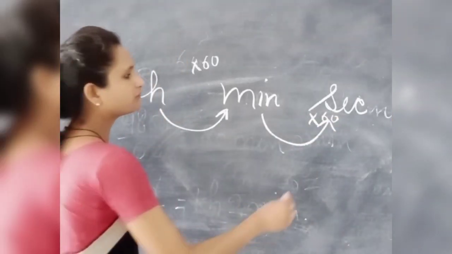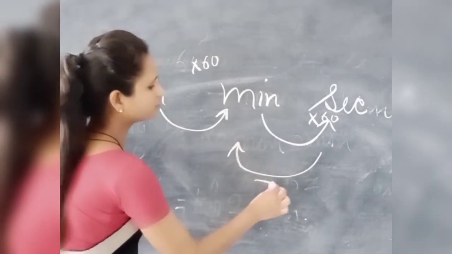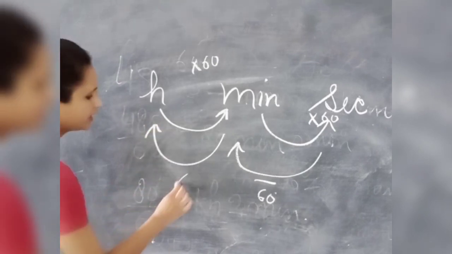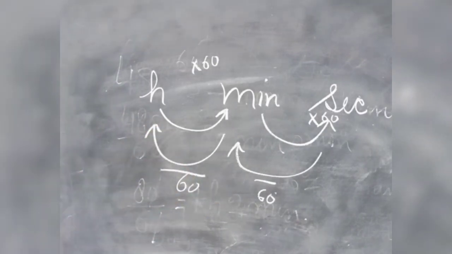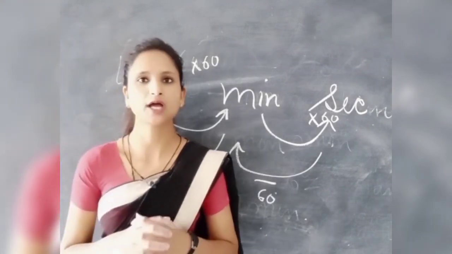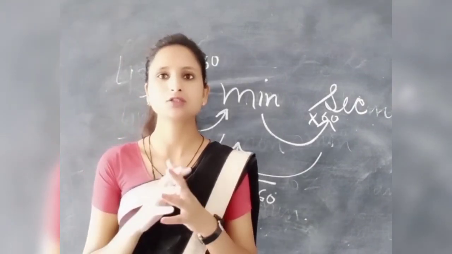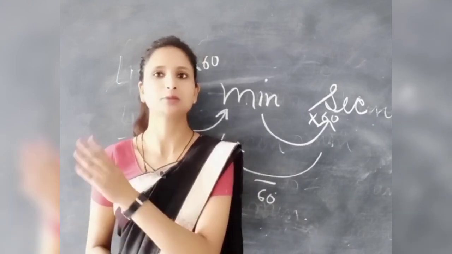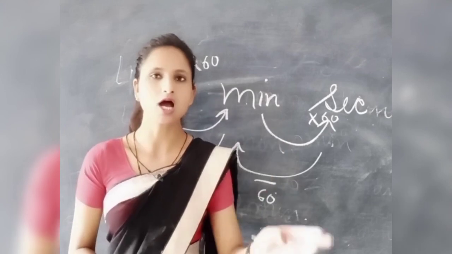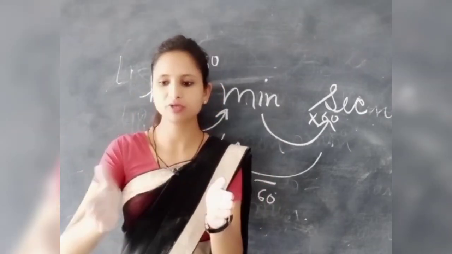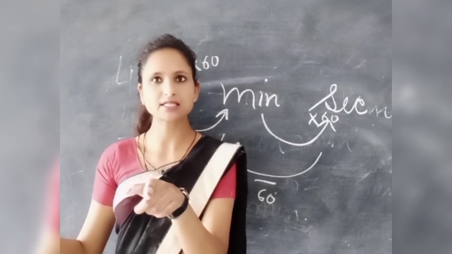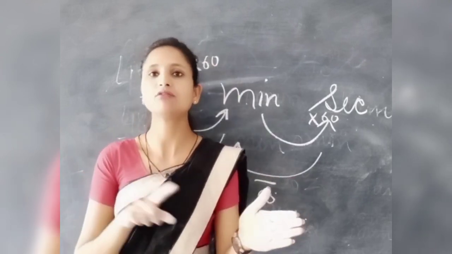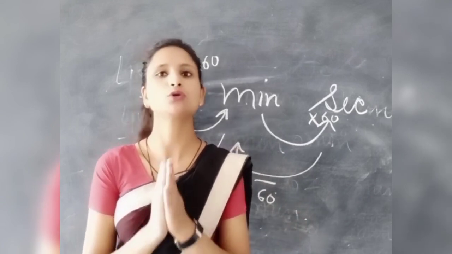When we convert seconds to minutes, we divide by 60. When we convert minutes to hours, we divide by 60. So I hope children you must have got the concept of how to convert hours into minutes and minutes into seconds, and seconds into minutes and minutes into hours. When we go from hours to minutes and minutes to seconds, we multiply by 60, and when we go from seconds to minutes and minutes to hours, we divide by 60. This is how you have to convert.